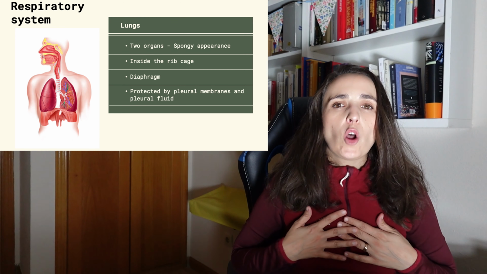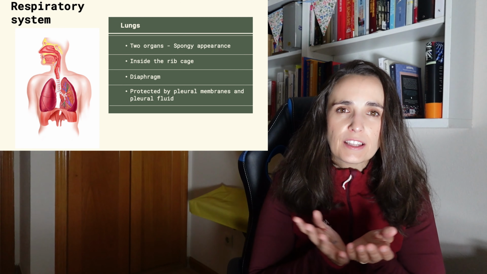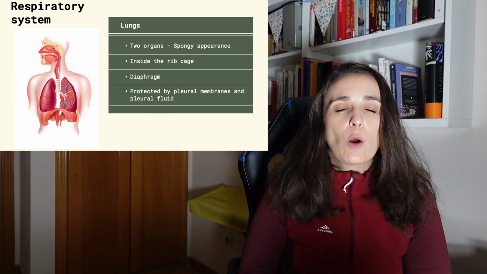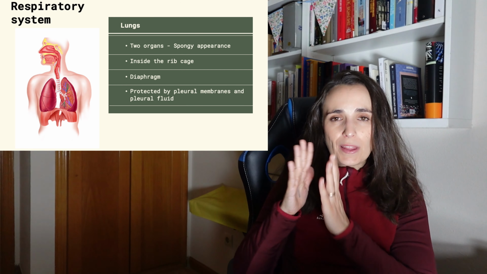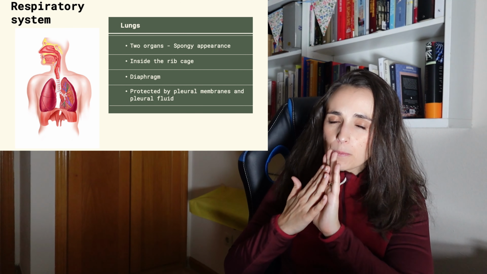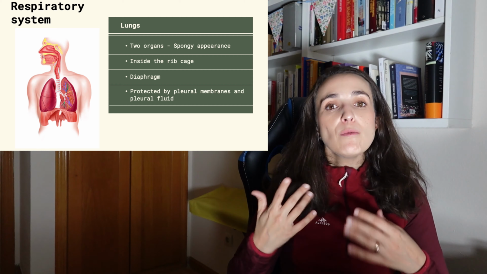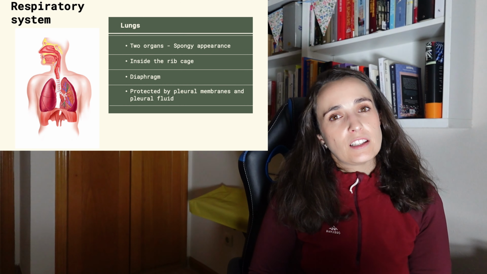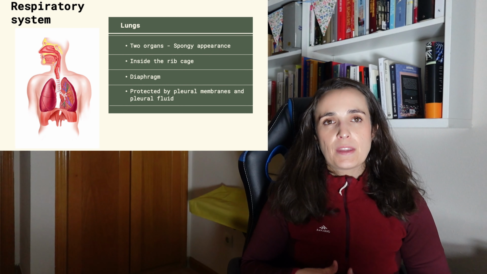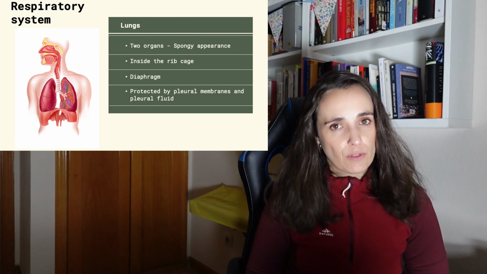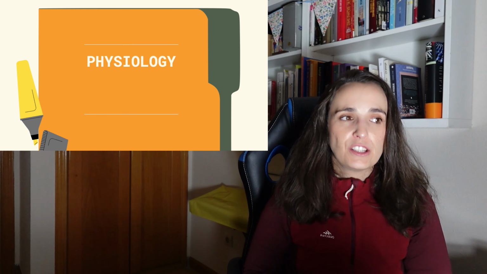And the lungs are surrounded by a membrane called the pleura. There are two layers with liquid in between, interstitial liquid by the way, to protect the lungs even more, because they are really sensitive organs, but really important. We take the oxygen from them. Now let's start with physiology.